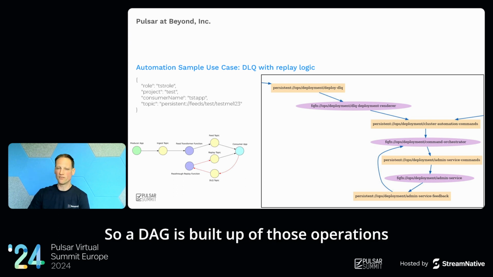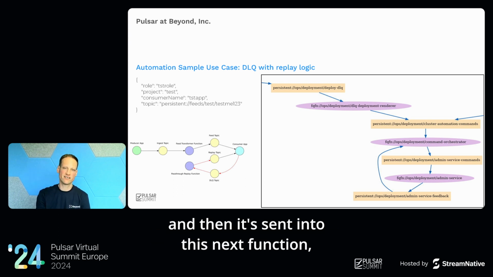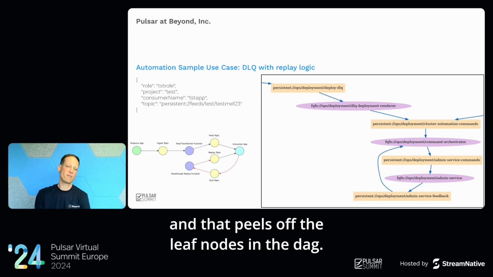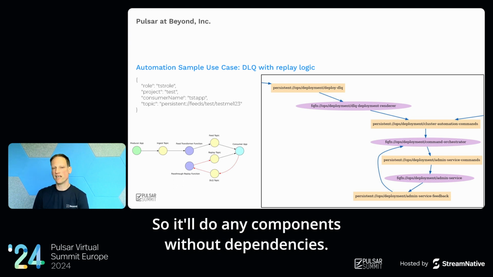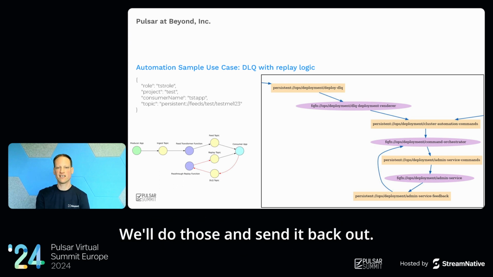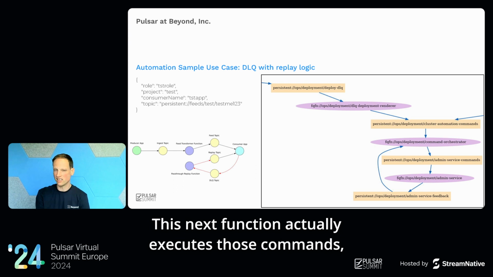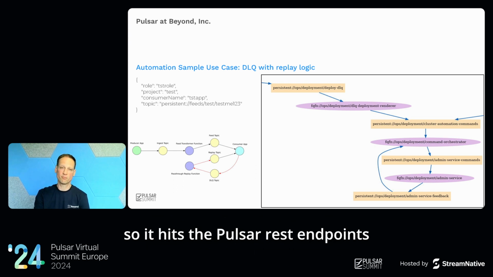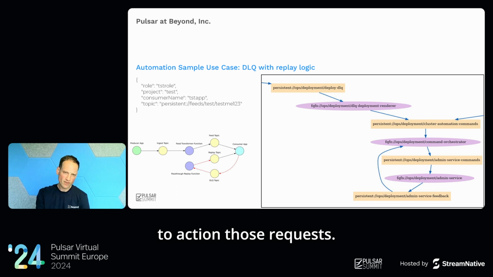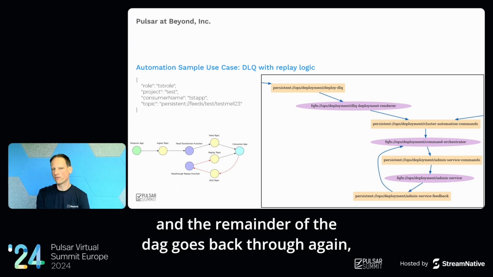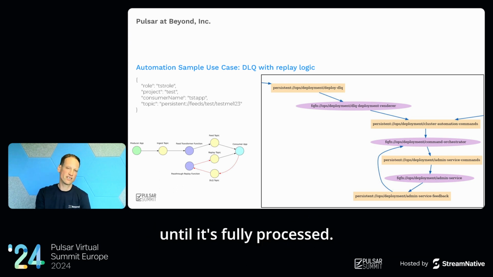So a DAG is built up of those operations, and then it's sent into this next function, and that peels off the leaf nodes in the DAG. So it will do any components without dependencies. It will do those and send it back out. This next function actually executes those commands, so it hits the Pulsar REST endpoints to action those requests. And then that feeds back in a loop, so it strips off the leaf nodes, and the remainder of the DAG goes back through again until it's fully processed.